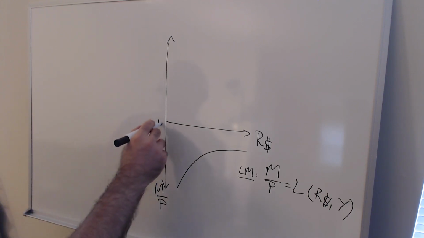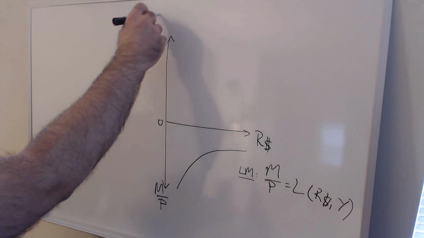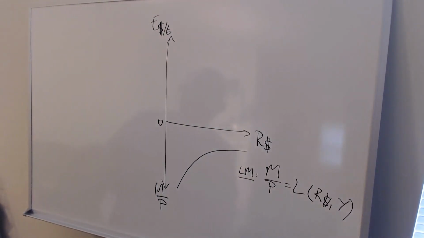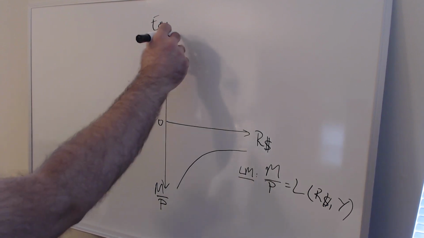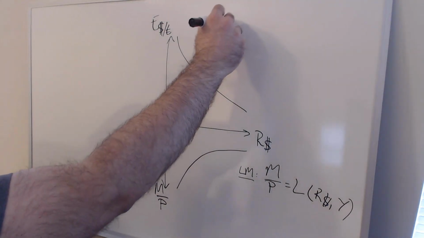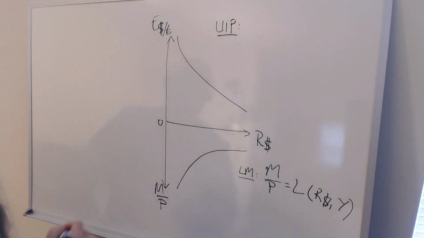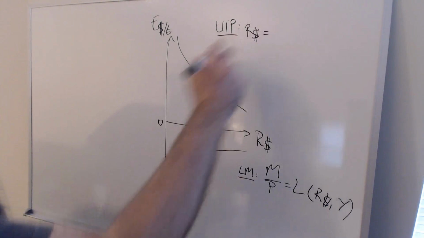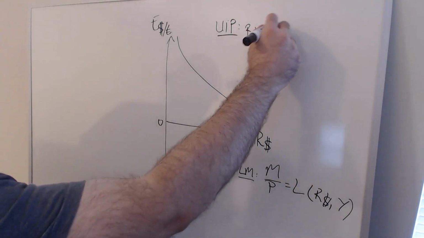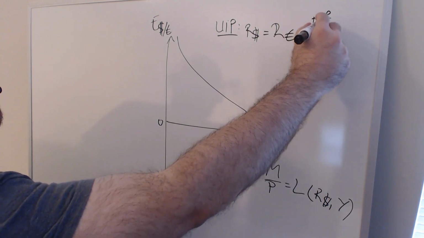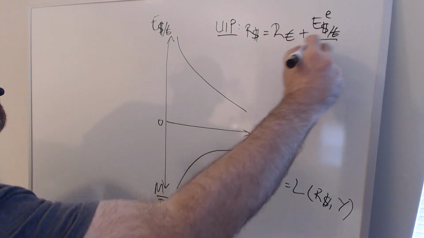Then on the vertical axis, we're going to have the nominal exchange rate, that is dollars per euro. And the curve that goes in this quadrant is UIP, uncovered interest rate parity, which says that the dollar return to a US deposit has to be matched by the dollar return to a European deposit.